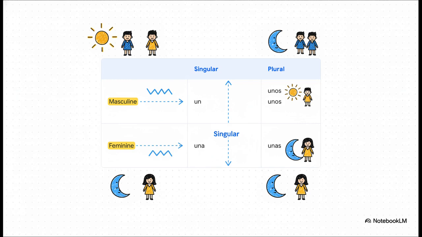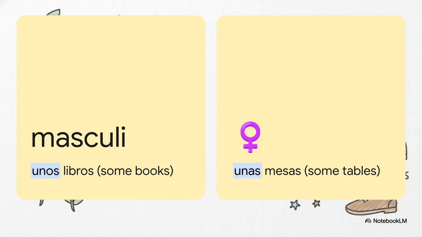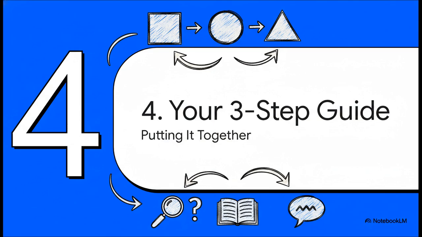So if we're talking about just any old book, a book, we'd say un libro. And for a table, it's una mesa. See? It's the exact same logic we used before, just with un and una this time. And for the plural, you guessed it, some books becomes unos libros. Some tables becomes unas mesas. The words unos and unas are your go-to when you mean some. It's so consistent, right?